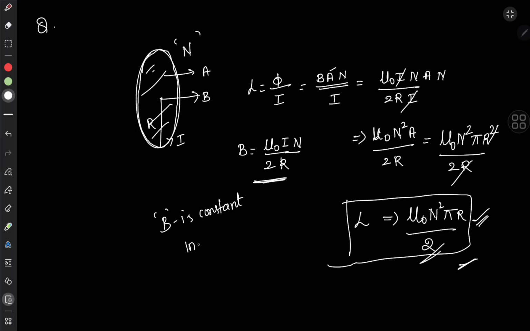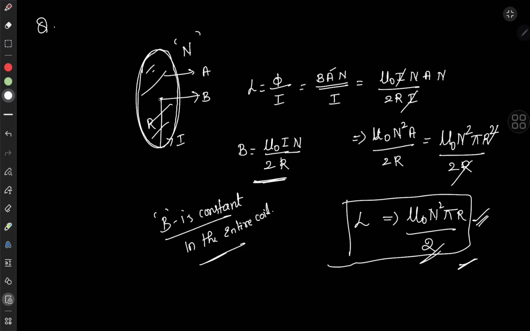B is constant in the region, in the entire coil. Only then will this approximation work. Otherwise a uniform magnetic field won't be there, because at the center the magnetic field will be there, but every point will not have the same magnetic field.